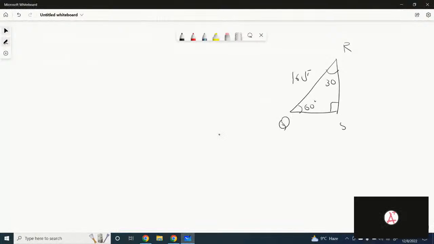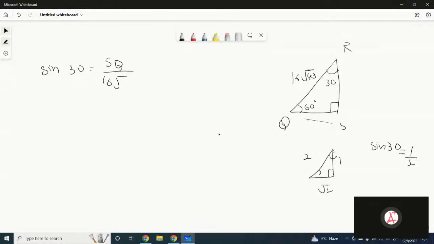It is 16 square root 43. So when we have a 60-30 triangle, it is 1, 2, square root 3. This is 90, 30, and 60. So in this triangle, sine 30 is 1 over 2. Got it? So according to the triangle given, sine 30 degrees is SQ divided by the hypotenuse, 16 divided by 16 square root 43. We are given sine 30 is 1 over 2 in the special triangle.